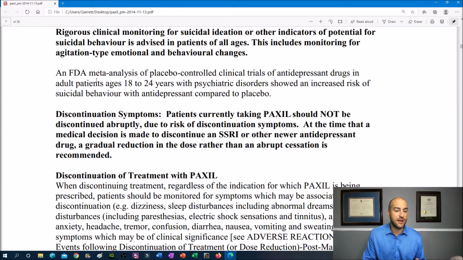So the FDA meta-analysis of placebo-controlled clinical trials for antidepressant drugs in adult patients ages 18 to 24 years with psychiatric disorders showed an increased risk of suicidal behavior with antidepressant compared to placebo. Discontinuation symptoms. Patients currently taking Paxil should not be discontinued abruptly due to the risk of discontinuation symptoms. At the time that the medical decision is made to discontinue the SSRI or other newer antidepressant drug, a gradual reduction in dose rather than an abrupt cessation is recommended.